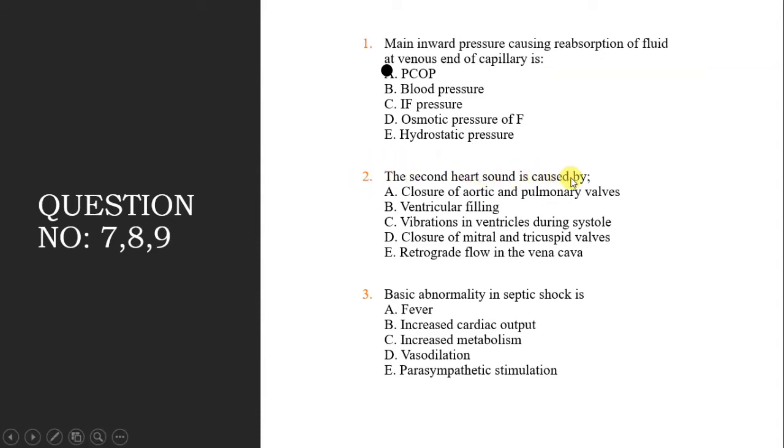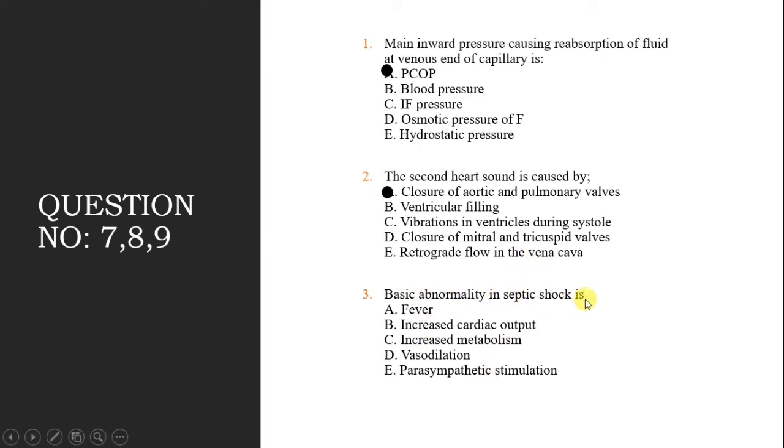The second heart sound is caused by: closure of aortic and pulmonary valves, ventricular filling, vibration in the ventricle during systole, closure of mitral and tricuspid valves, retrograde flow in the vena cava. So options B, C, and E are ruled out because they are not causing the heart sound, while options A and D may produce heart sound. But the second heart sound, as we have discussed, is produced by the semilunar valves, which include the aortic and pulmonary valves.